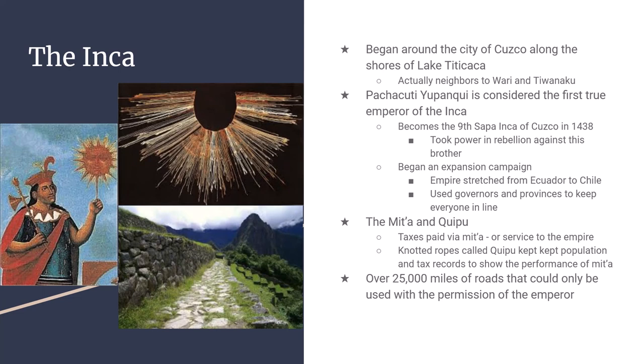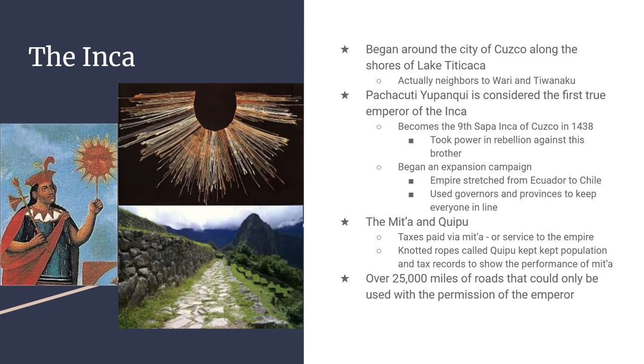Another thing they did is they kept records using these ropes called quipi or quipu. I've seen both names, quipi with an I at the end or quipu with a U at the end. And each knot, and where the knot was done, would keep tax records, it would keep track of population, it would show who did or did not perform their service to the emperor. And we have many of these knotted ropes that still exist today, so we have the records of the ancient Inca. Then last but not least, the Inca were known as these great road builders.